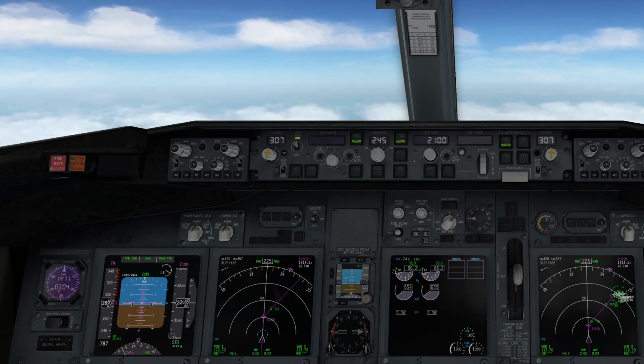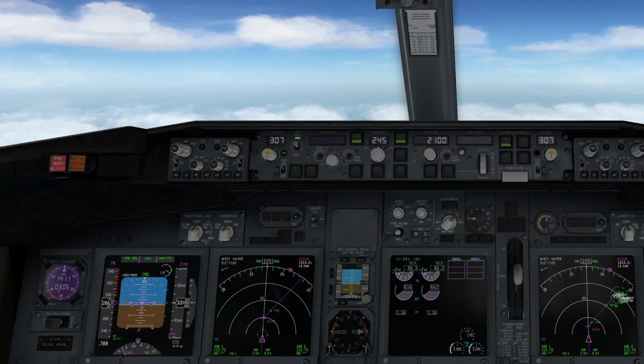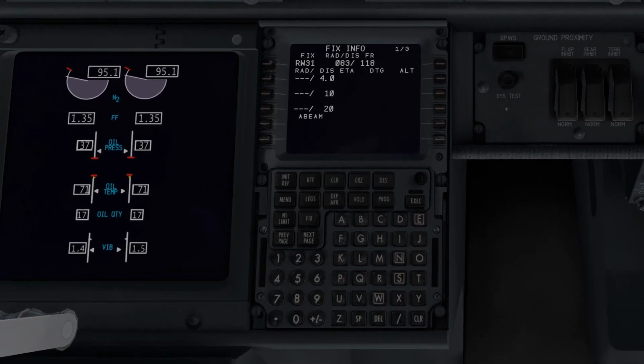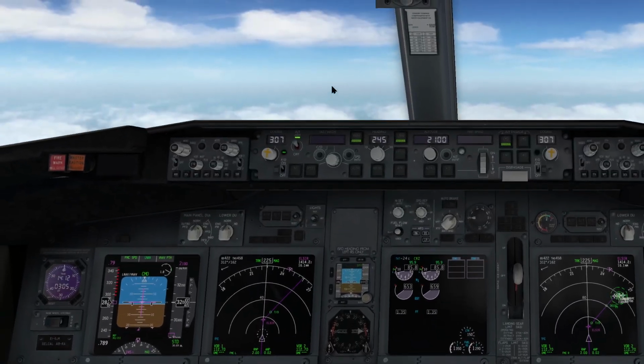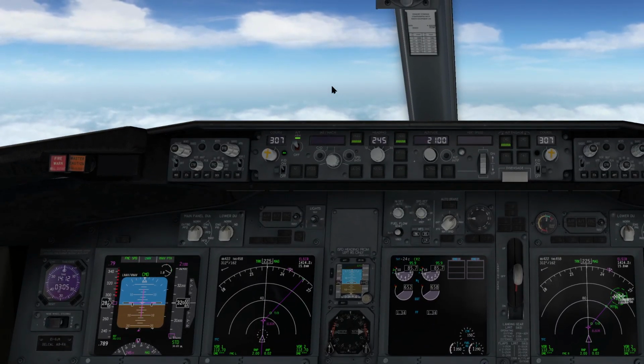So Elseer is now 20 nautical miles. We still have some way to go before the descent, but it should start automatically now on VNAV. We have changed the altitude. So the time for the descent is 14:15, 3 minutes from now, and we start the descent.